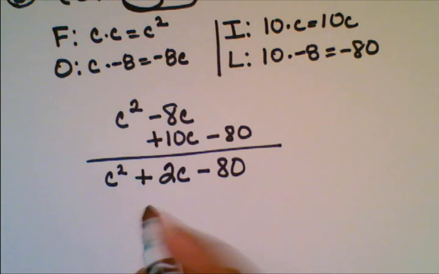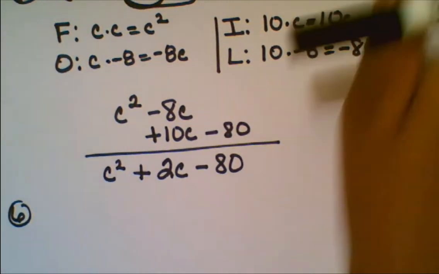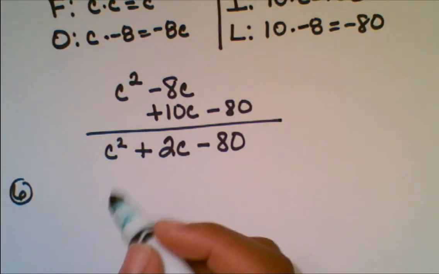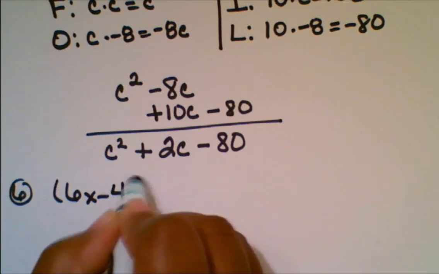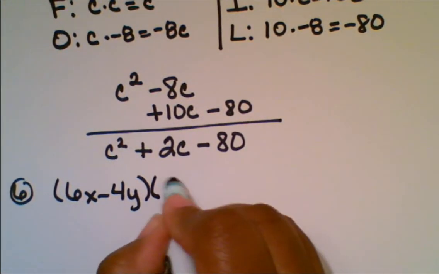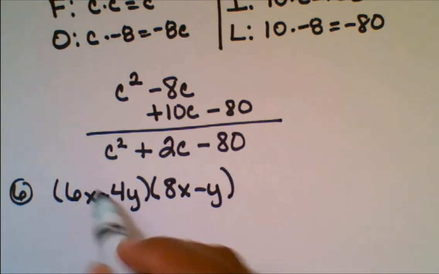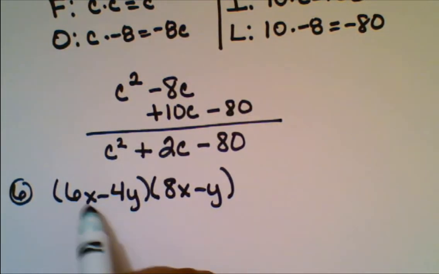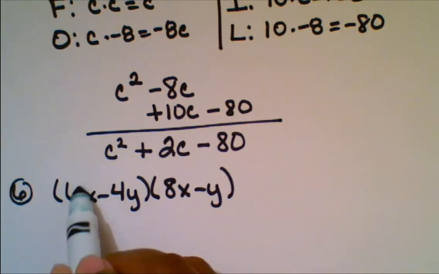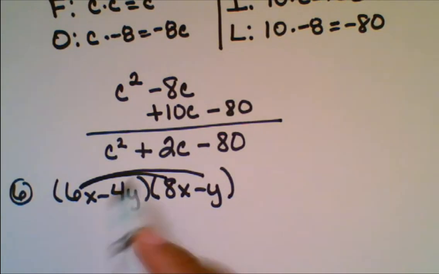Let's do one more. Number 6. We have 6x minus 4y times 8x minus y. We are going to FOIL. Okay, so all you're doing, we're going to take the 6x and distribute that 6x from the first parenthesis to every term in the second parenthesis. We multiply. So here we go.